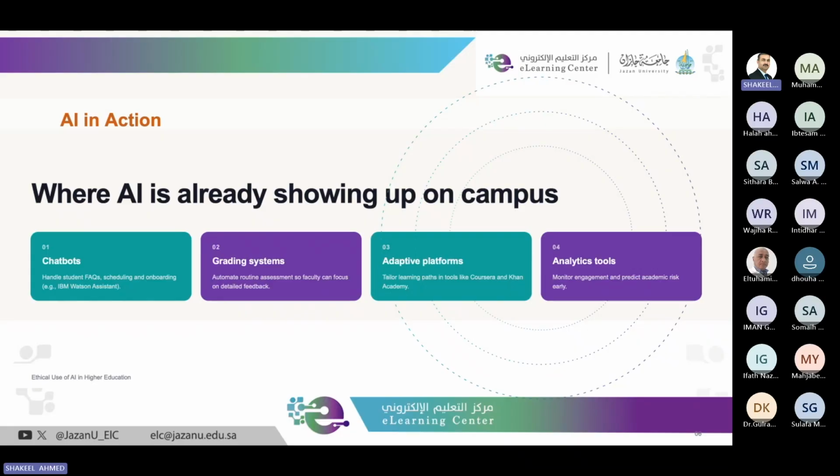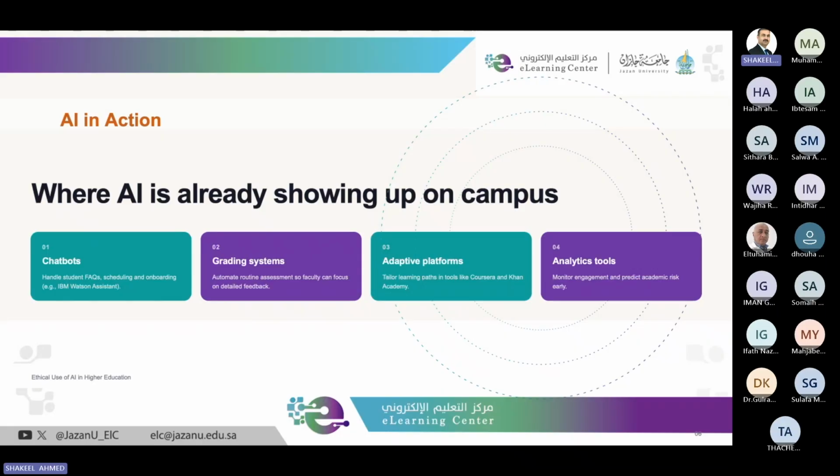Let me be specific about where. Chatbots like IBM Watson Assistant are handling students' frequently asked questions, scheduling questions, and onboarding around the clock without any faculty time involved. Grading systems are taking care of routine assessments, which frees up time for the kind of detailed, meaningful feedback that actually changes how students write and think.